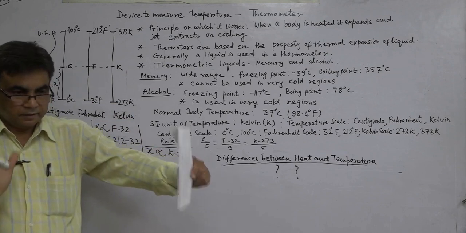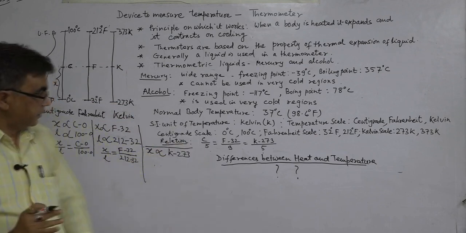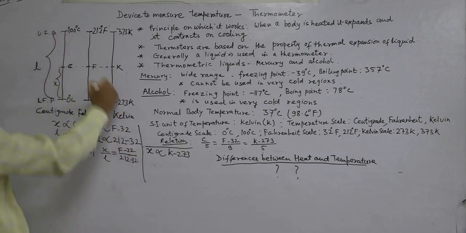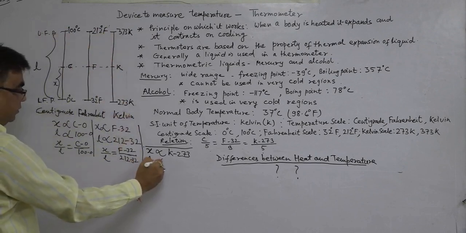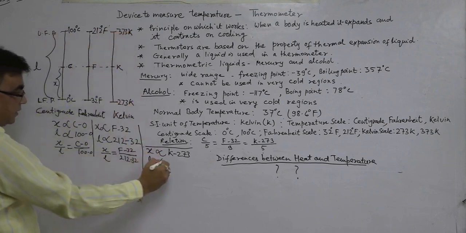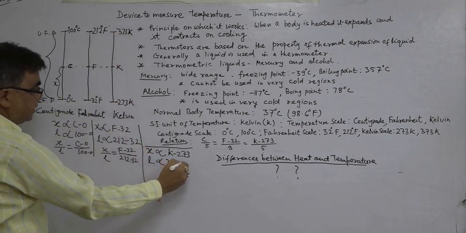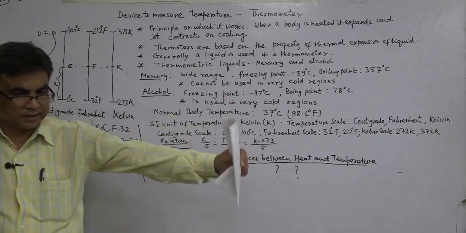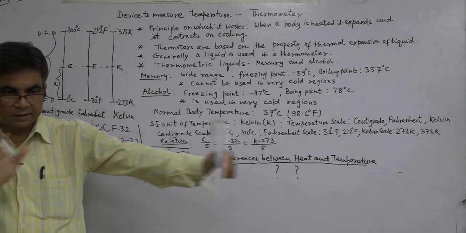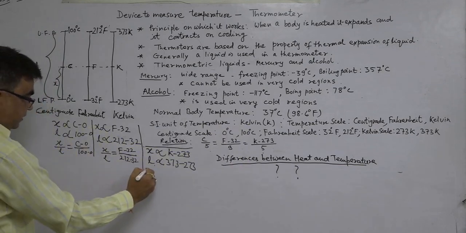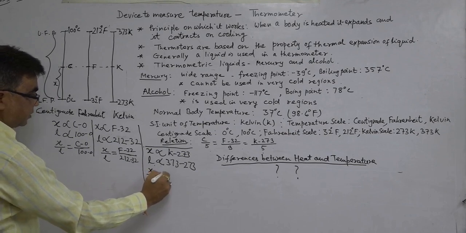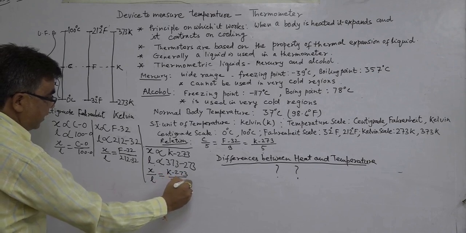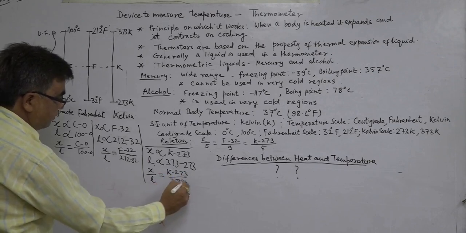273 K. What is x? x is proportional to K minus 273. And L is proportional to 373 minus 273. So in this case, x upon L will be equal to K minus 273 upon 373 minus 273.